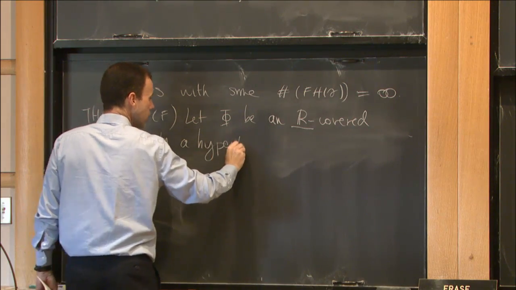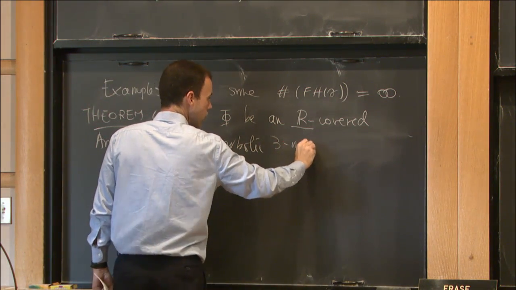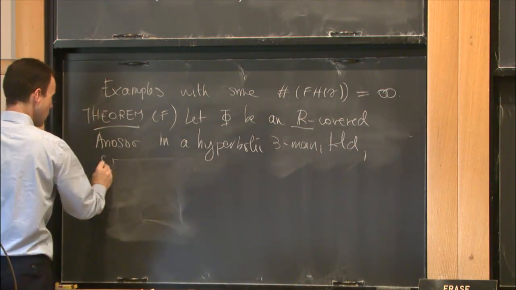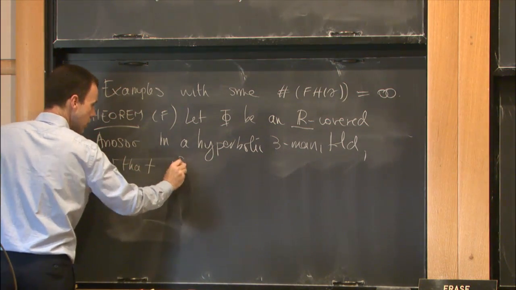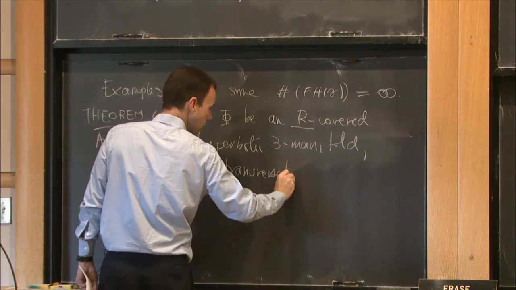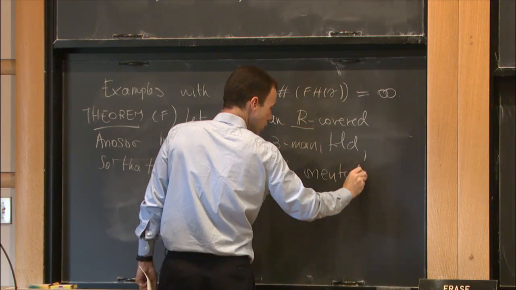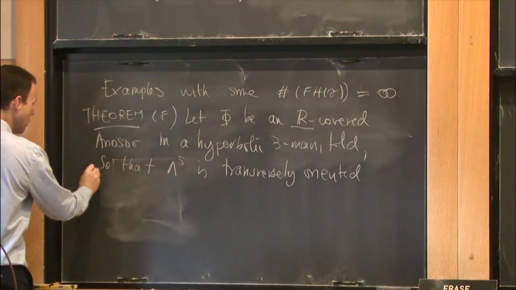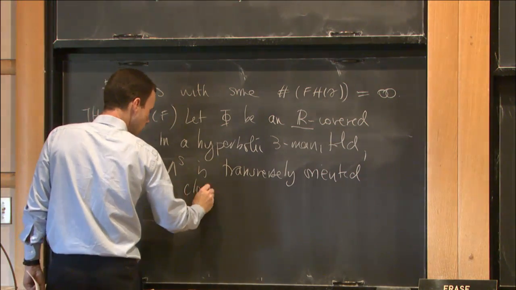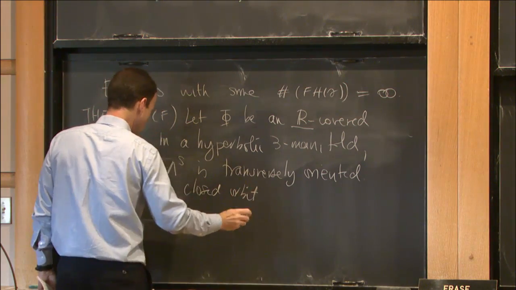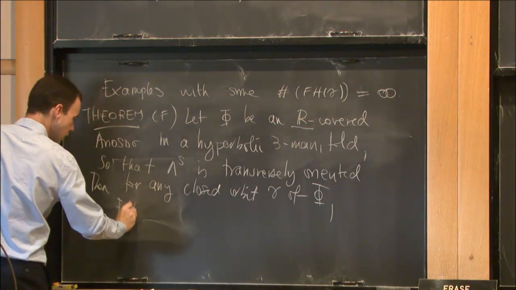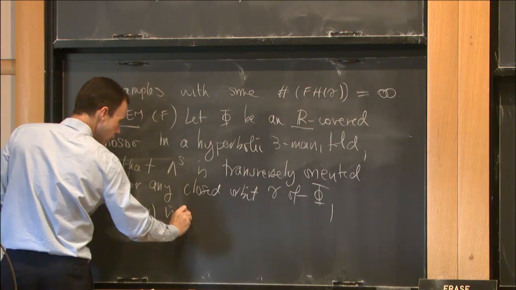In a hyperbolic 3-manifold, and there is a small technical condition, so that the stable foliation is transversely oriented, then for any closed orbit gamma of the flow, the free homotopy class is infinite.